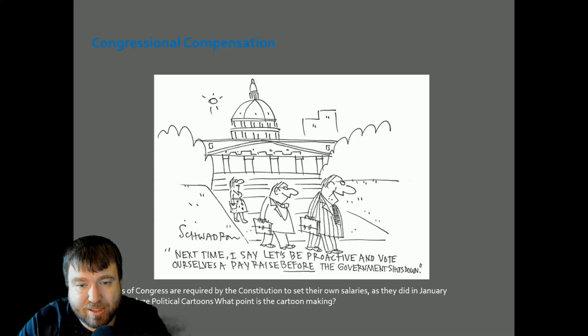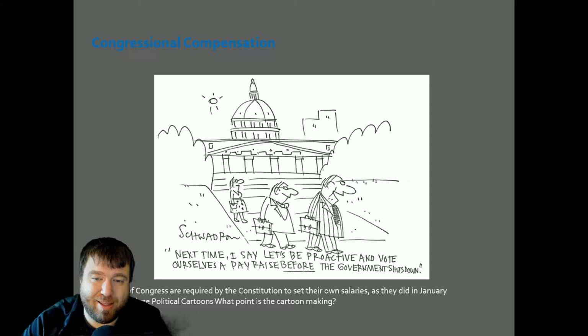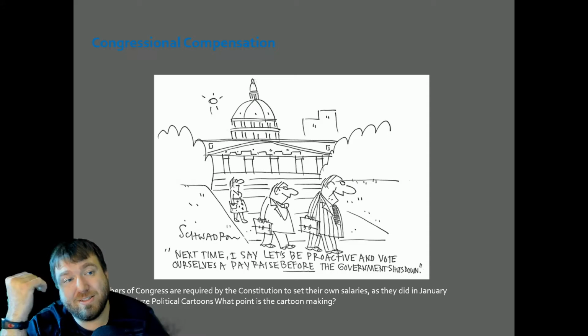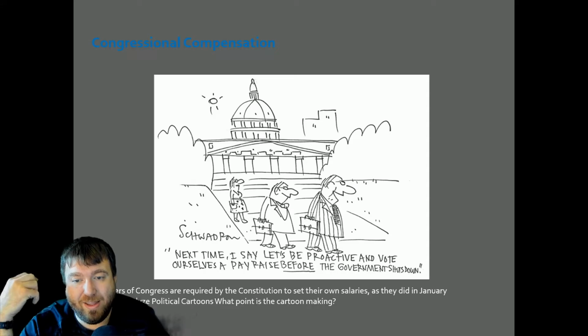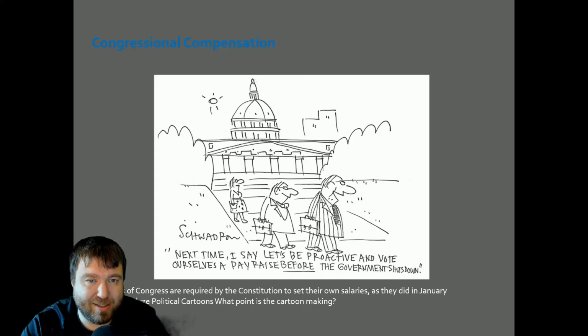So let's take a look at this political cartoon. It says, "Next time I say let's be proactive and vote ourselves a pay raise before the government shuts down." So, the cartoonist here is just making fun of the fact that they can set their own pay raise, so if the government shuts down, it doesn't matter, they still get paid.